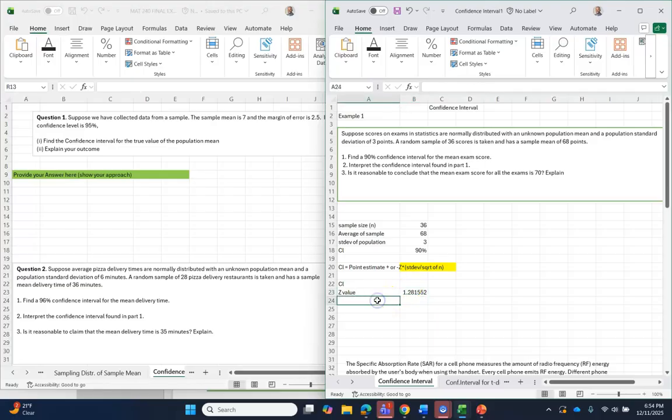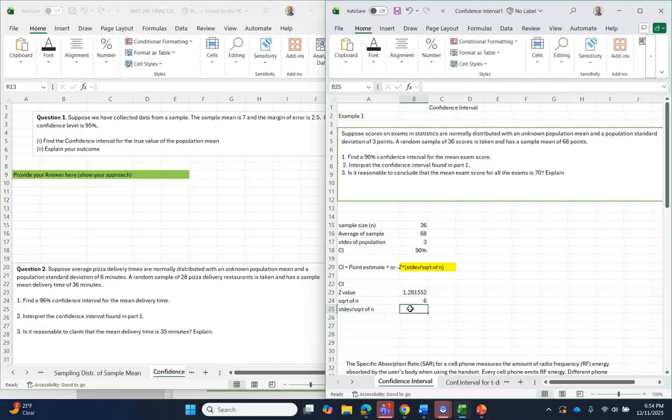So let me put here SQRT of n. Our n, or the sample size, is 36. So I'll put an equal sign and then type SQRT, the square root, and I'm going to click on the 36, close the bracket and enter. So we have the square root of n to be 6, and so I'll take the standard deviation divided by the square root of n.